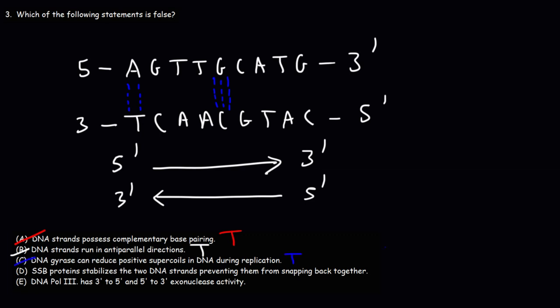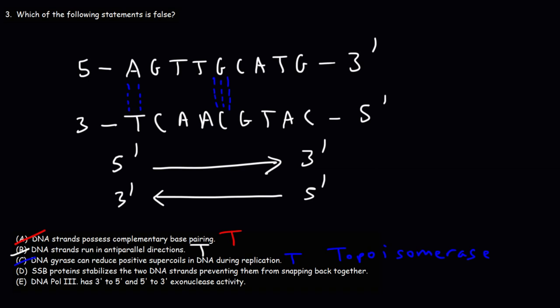Keep in mind, DNA gyrase falls in the category of topoisomerases. I always have issues saying that word. So DNA gyrase, a type of topoisomerase, can reduce positive supercoils and can reduce torsional strain ahead of the replication fork in DNA replication. Sometimes my words just don't flow smoothly off my tongue. What can I say? It happens. Now let's move on to part D.